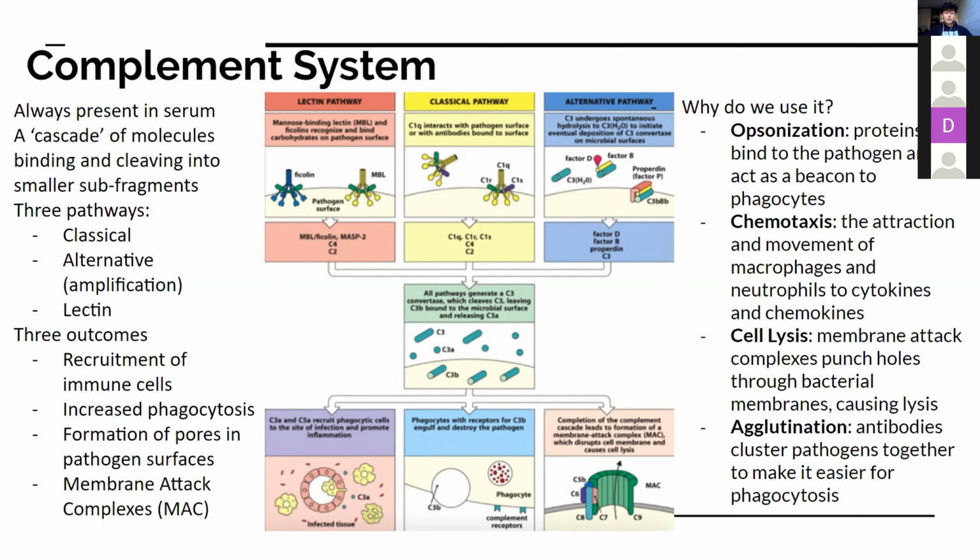Then the next is creating cell lysis via the membrane attack complexes which are formed. Those basically punch holes and kill the bacteria by essentially all the fluid running out once you punch a hole in it. Then there's also agglutination, which is when antibodies cluster pathogens together to make it easy for mass phagocytosis. I know I've gone through that bit a little quickly, so stop and ask me any questions. I've got another slide on it, so let's go to the next slide.